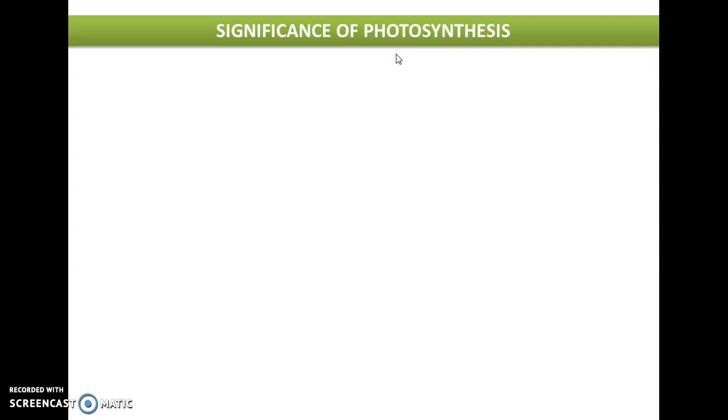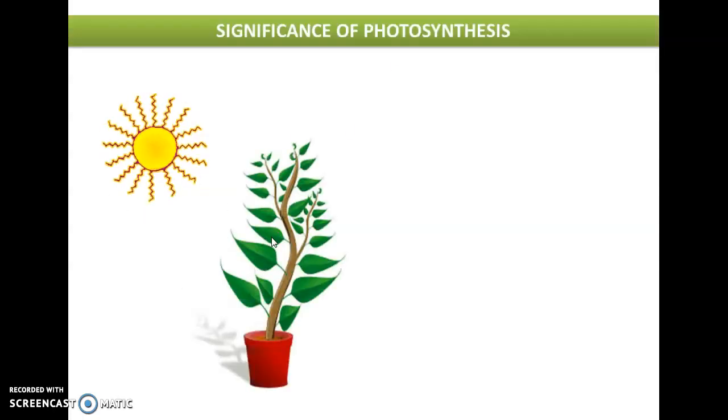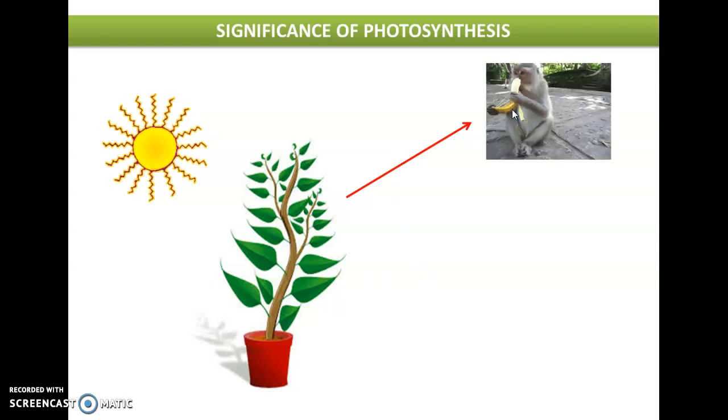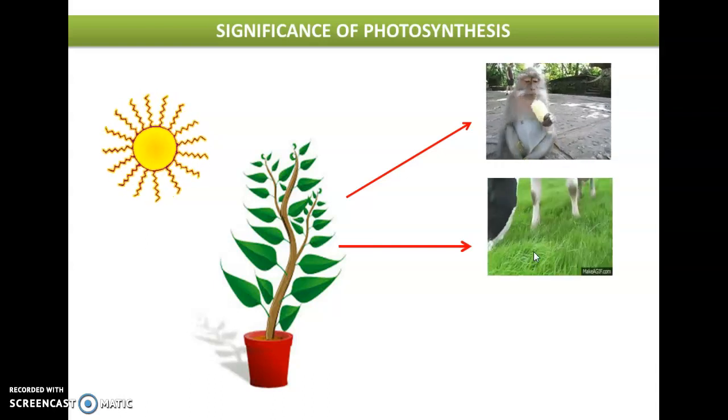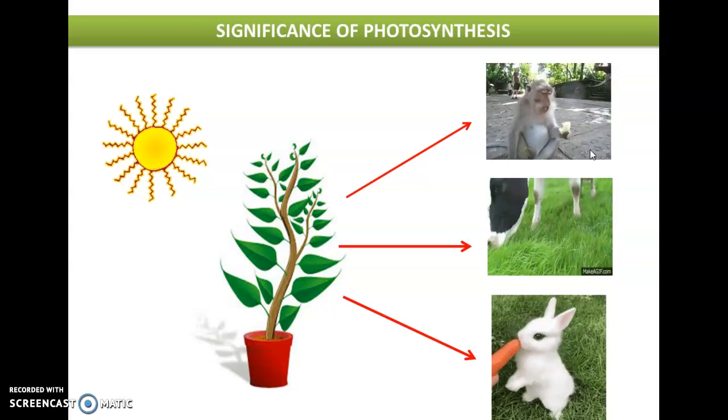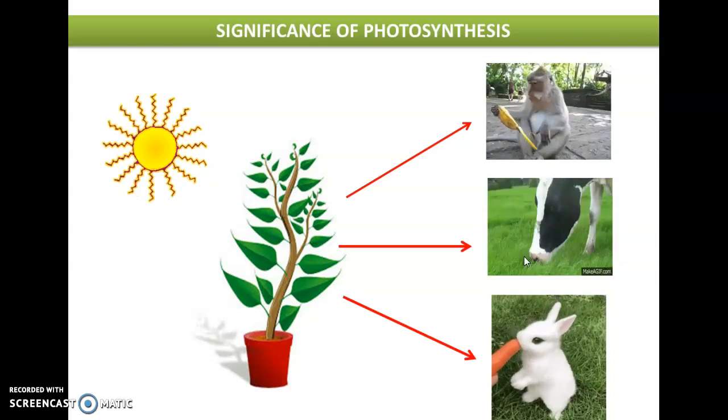Significance or importance of photosynthesis. Plants prepare food by the process called photosynthesis, and these plants in turn are eaten by animals including humans. For example, here we can see this monkey is eating a banana, a cow is grazing grass, and this bunny is feeding on a carrot. So these are all plant products.